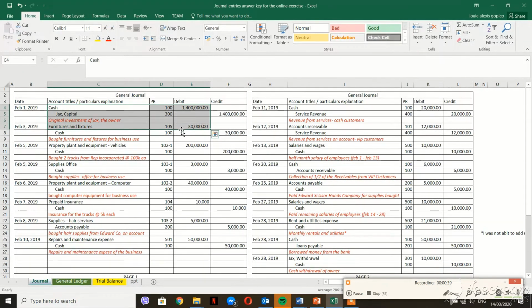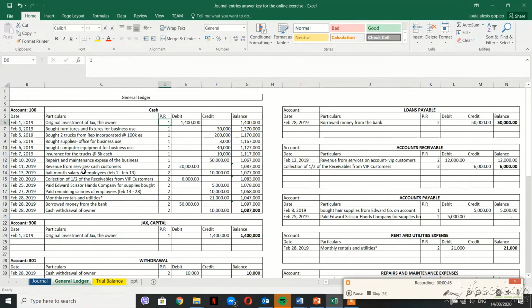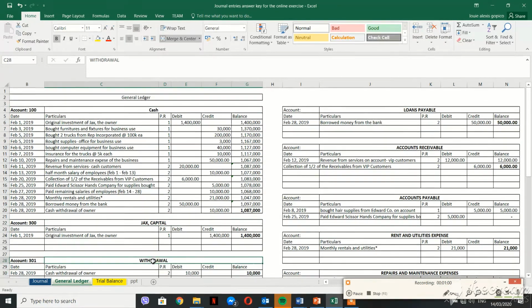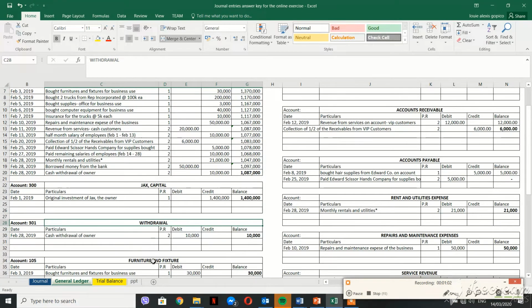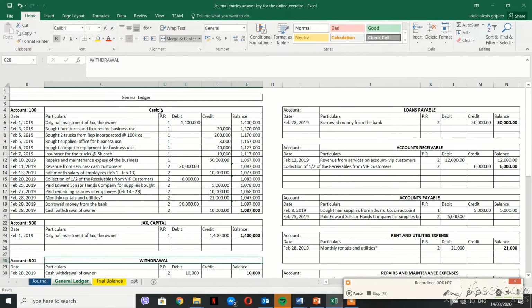Okay, so we will transfer it to the ledger. Ano bang ledger? So the ledger is this one. It is a group of accounts. It is also known as the book of final entry. So a ledger contains the entire set of accounts used by the business. So the effects of business transactions are summarized in the individual accounts. See, we summarize all the entries here.